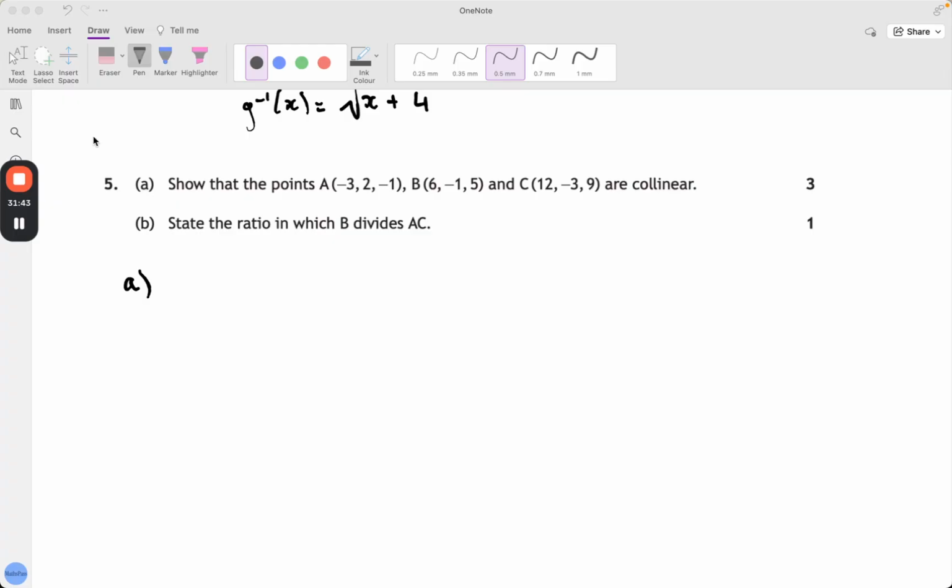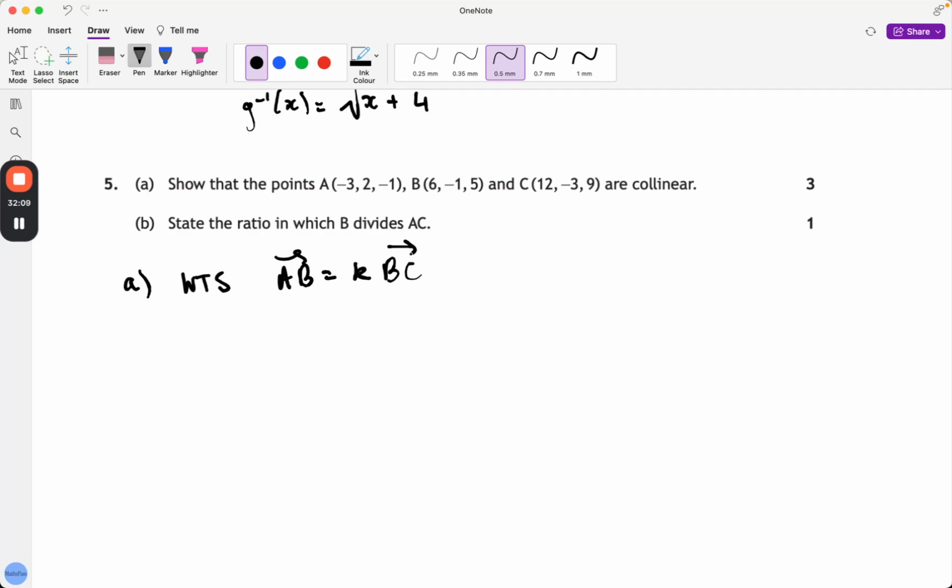And then we can also say that they share the common point B, and so that means they have to be collinear. So to prove collinearity, we need to show that the vectors are parallel to one another, and then we also have to say that they share a common point. So I just want to write what I'm going to show. I'm just going to write WTS: I want to show that AB is equal to some number K times BC, because that shows that they are parallel. Because AB and BC share B as a common point, then if I can prove that they're parallel, I can also say they have a common point, and that means that they're collinear as well.